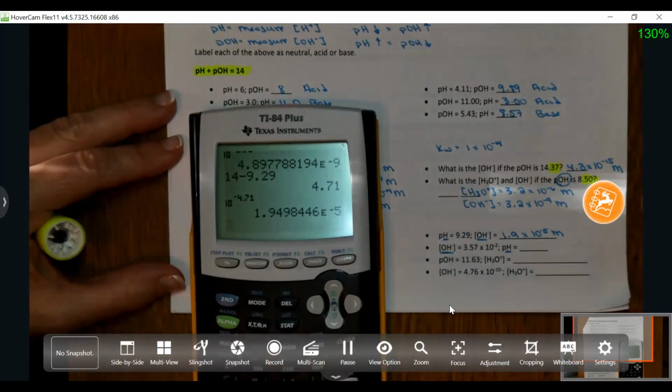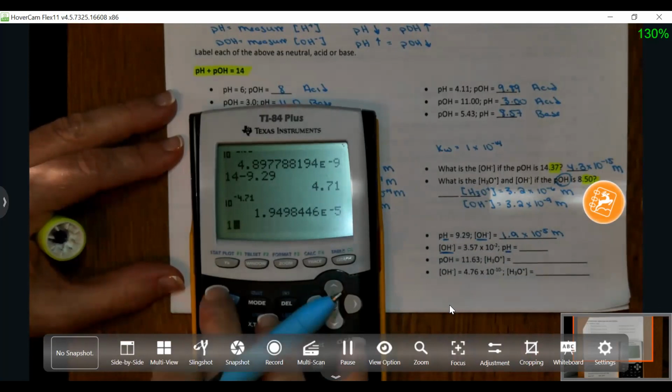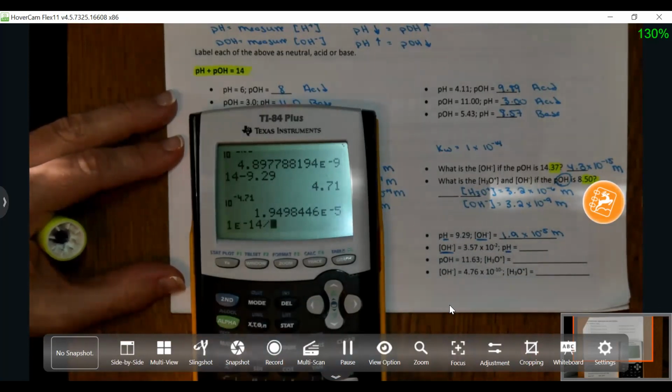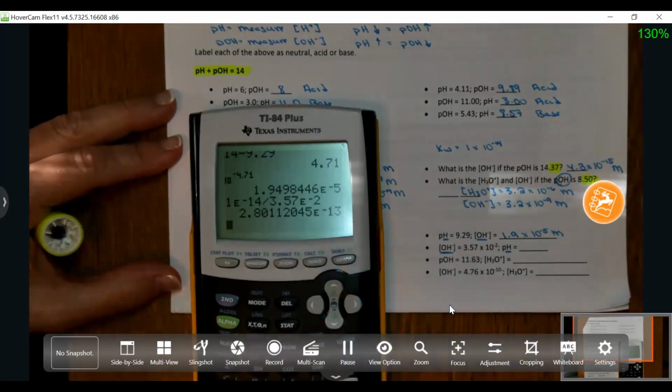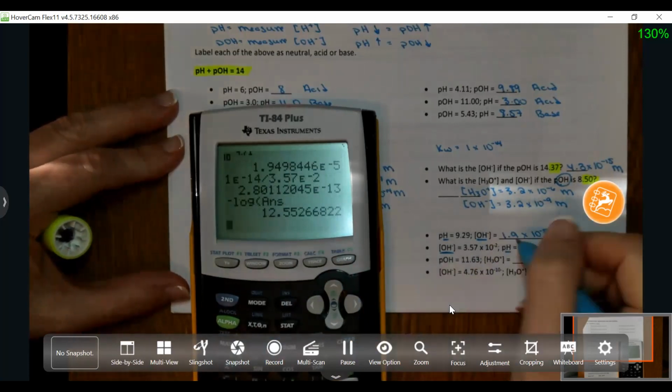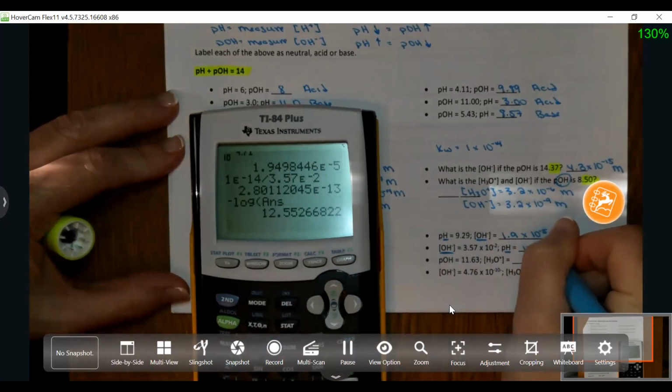So I can do this 2 different ways. Let me show you both ways to show you it doesn't matter which way we do this. So the first way, I can use the equilibrium constant for water, 1 times 10 to the negative 14, and I can divide that by my hydroxide ion concentration, and that's going to give me my hydrogen ion concentration. And then if I get my hydrogen ion concentration, I can do negative log of that answer, and I get 12.553.